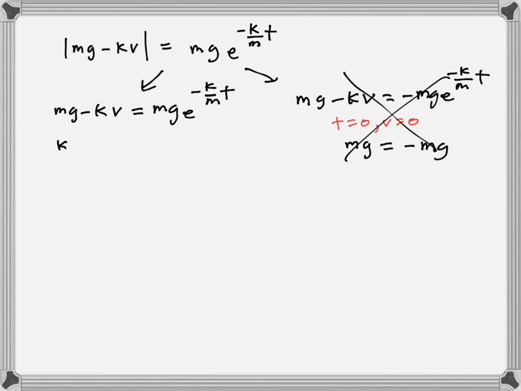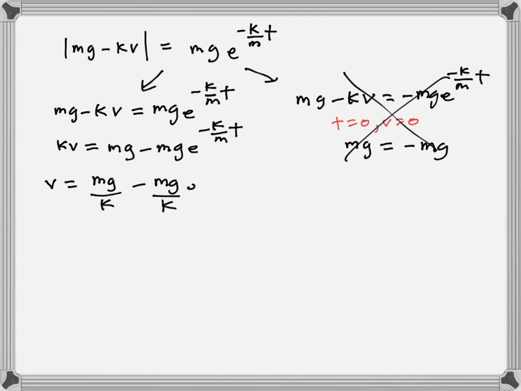Let's move the kv to the other side. Kv, therefore, is equal to mg minus mg e to the negative k over m t. And then divide both sides by k. We get v is equal to, I'll write it this way, mg over k minus mg over k e to the negative k over m t.